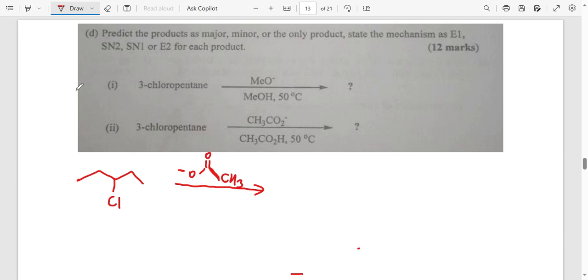Okay, so I want someone to tell me what we have as the substrate. Is it primary, secondary, tertiary? The base also, if it is strong or weak, and then also the temperature. Comment also on the temperature, and then also comment if it's bulky or not. Anyone to comment on that?